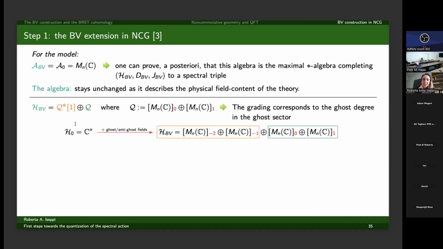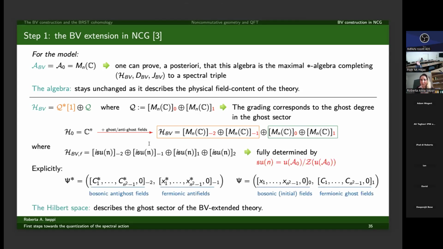In the initial spectral triple, the Hilbert space was just C^n, and we are enlarging it a lot, adding this ghost and anti-ghost. What works for this model is going from C^n to 4 copies of n by n matrices, divided in degree 0, 1, -1, and -2. In this green box, I'm keeping fields and ghosts, and in the orange box, I'm putting the anti-fields and anti-ghosts.